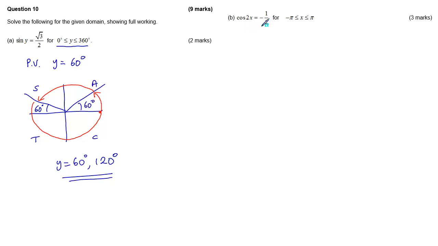Now, cos 2x is -1/2. Once again, this is a standard angle. We're working in radians this time. And note that x is between -pi and pi. So initially we solve for 2x between -2 pi and 2 pi. And our principal value for 2x is the inverse cosine of -1/2.